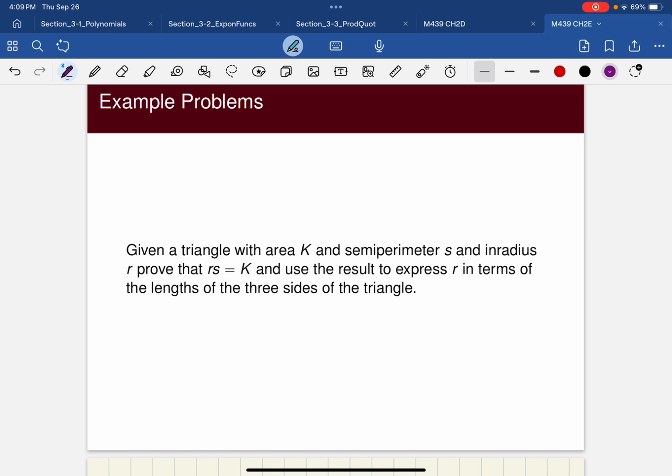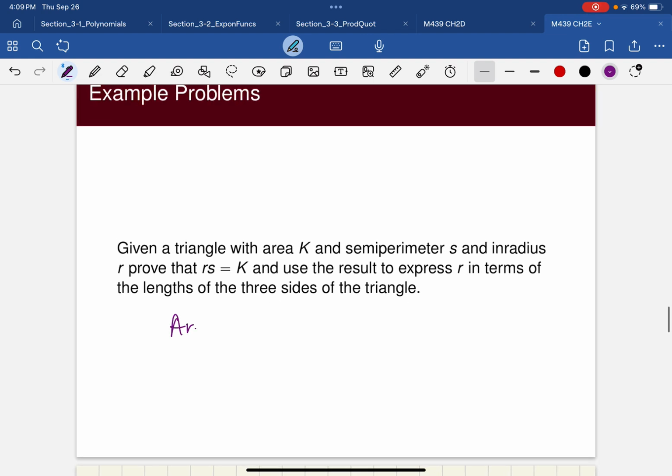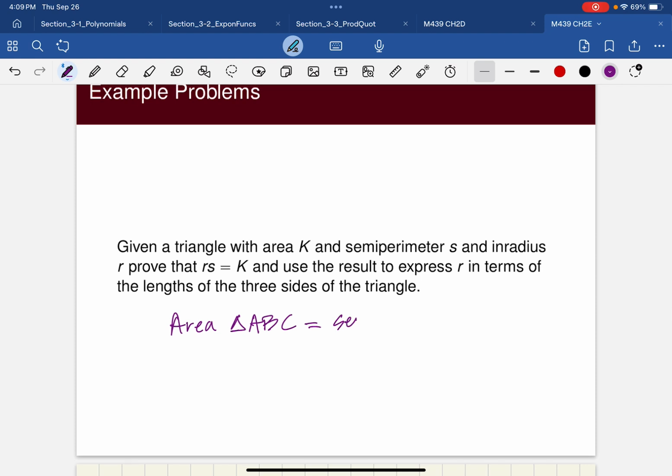Is that the area of a triangle is equal to the semiperimeter of triangle ABC times the inradius. It certainly seems like a crazy result that this would actually be true, but let's see if we can figure this out.